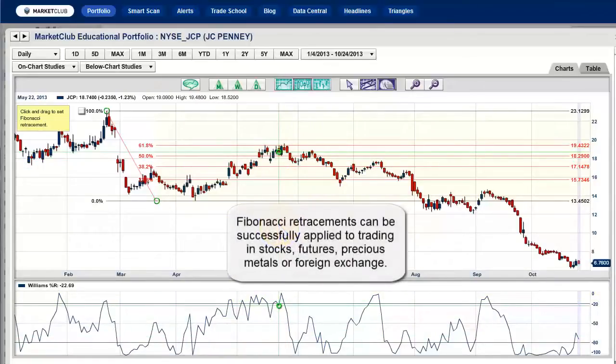You can use this on stocks, futures, precious metals, or foreign exchange. It works. It's not all the time, but it works enough of the time to certainly warrant using this tool in your own trading. Every success in the future.